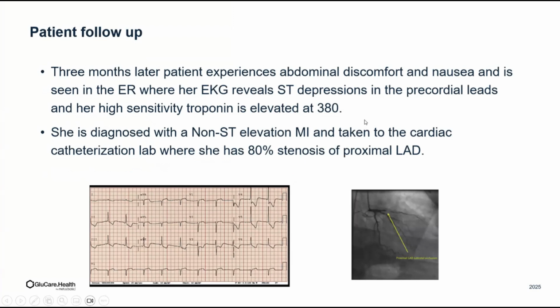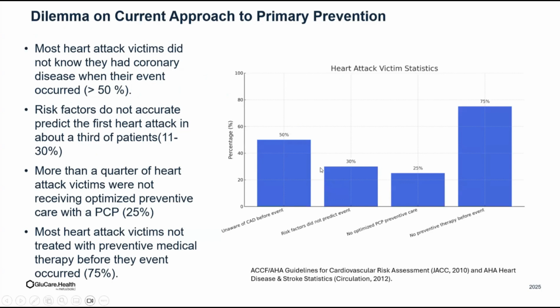So as you can see, this is an event that could have been prevented. This patient had several risk factors for ASCVD that were not addressed. This patient would have clearly benefited from GLP-1 therapy, statins, and other preventive measures. So this highlights the dilemma that we are facing today with the current approach to primary prevention.